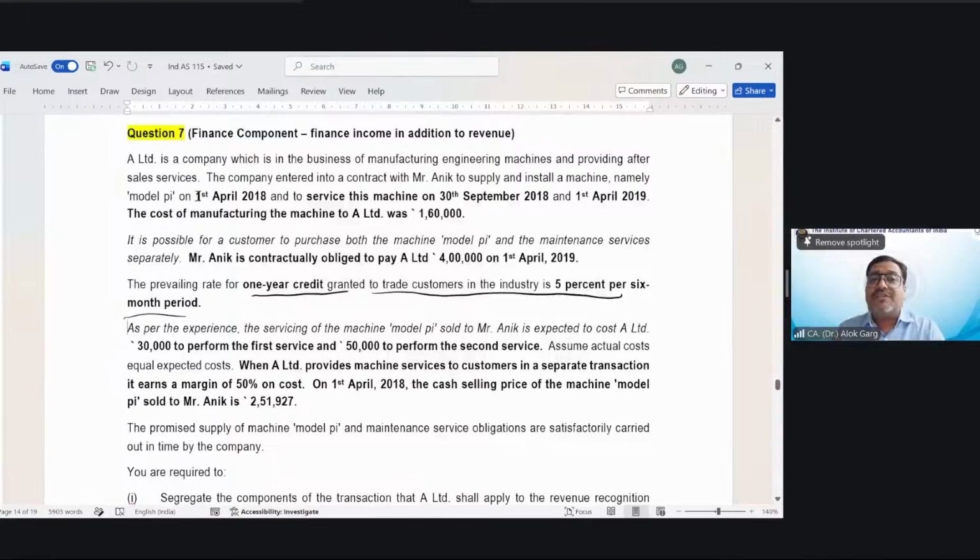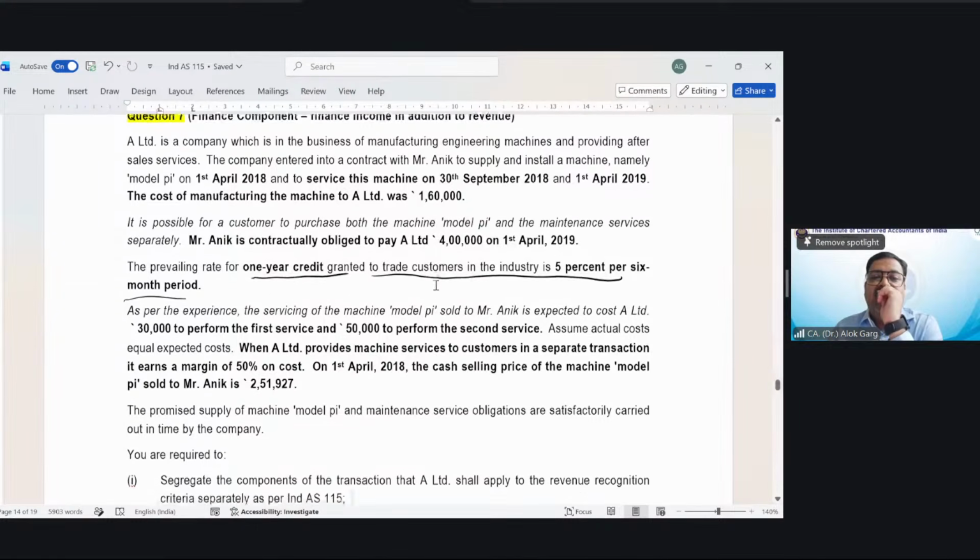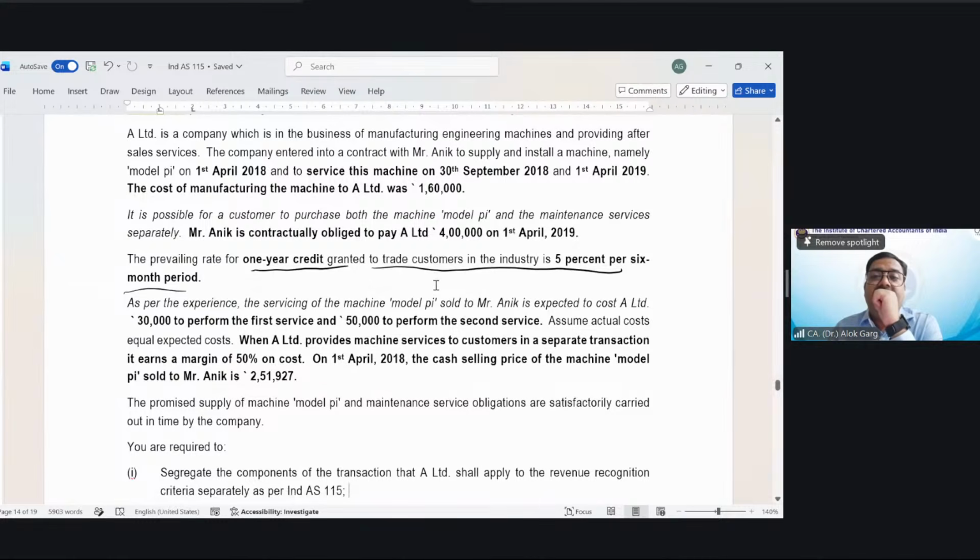So, acha, in the question the dates which are given are also 1st April 18, 30th September 18, 1st April 19. As per the experience, the servicing of the machine sold to Mr. Anik is expected to cost A Limited 30,000 to perform the first service and 50,000 to perform the second service. Assume actual cost equals expected cost.